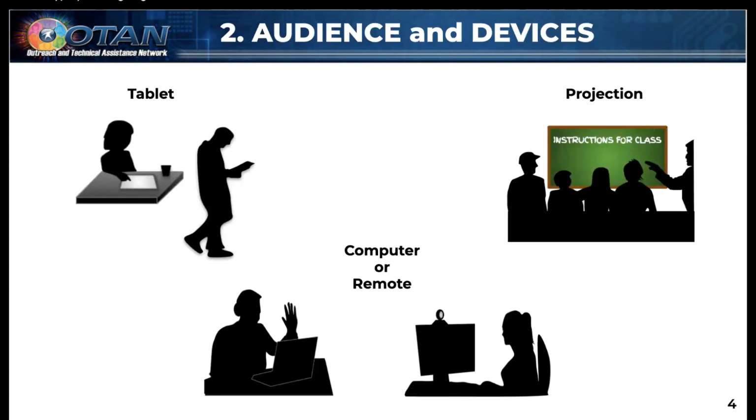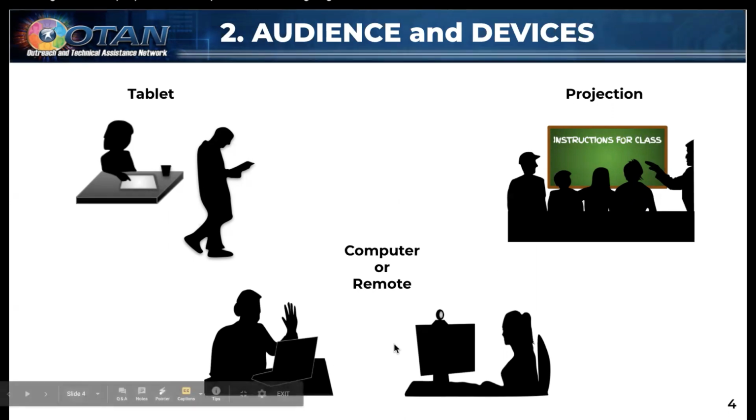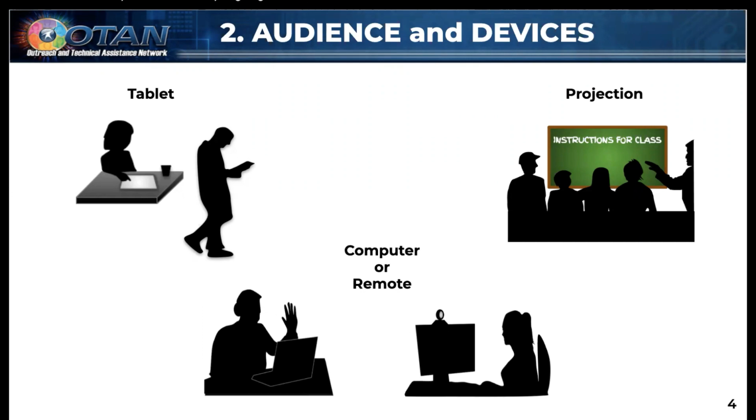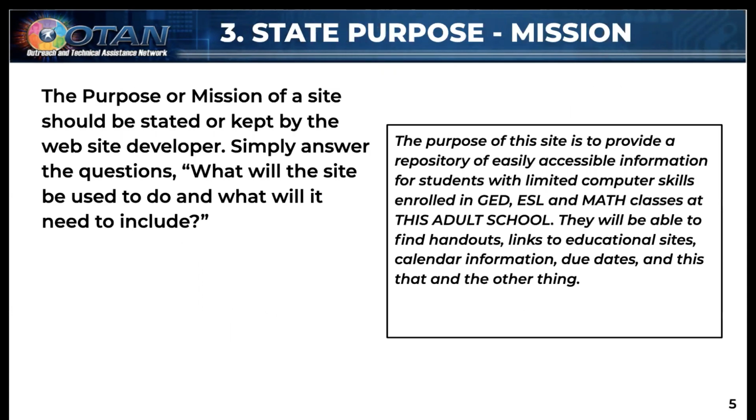You have to consider the audience and the devices. What are your students going to be using? What are you going to be using? What are your colleagues going to be using? Who's going to be using this website? All of those questions have to be answered. If you're going to be projecting to a class, that's a pretty big screen. If you know that your students are going to be remote and they all have computers, you can base your website on that. Or if you know that they're going to be on tablets or phones. Phones are not optimum, but they can be used. You need to consider that when you're building your site.